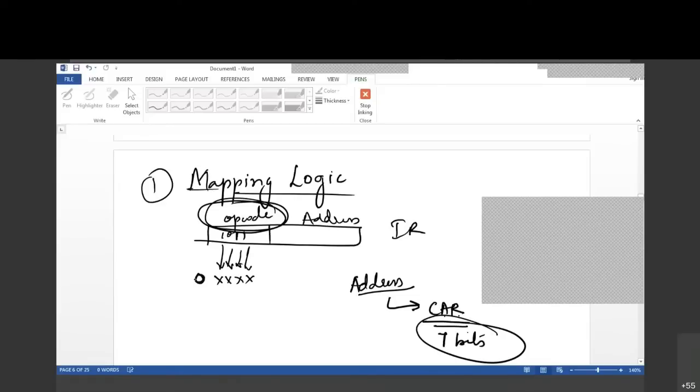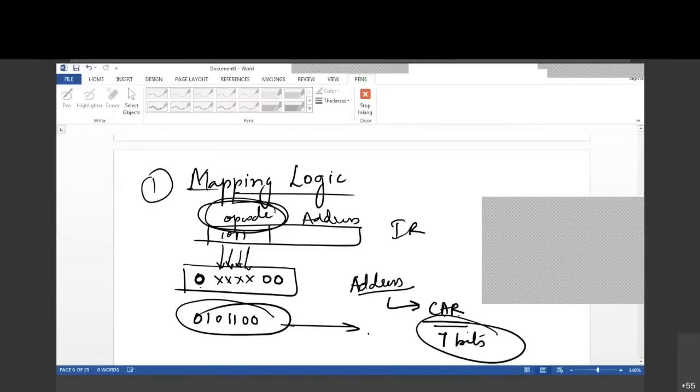Like 0 is added to the most significant bit and here 2 zeros are appended. This is the mapping logic, okay? So now what happened is my opcode got converted to 7 bits like this, and this address is stored in our CAR. We'll see how this mapping is done, but this is how some kind of mapping logic is applied on our opcode to convert it to 7 bits so that it can be stored in the control address register.